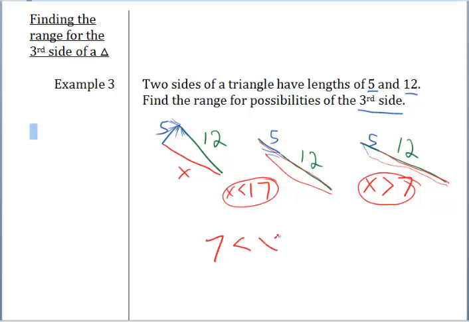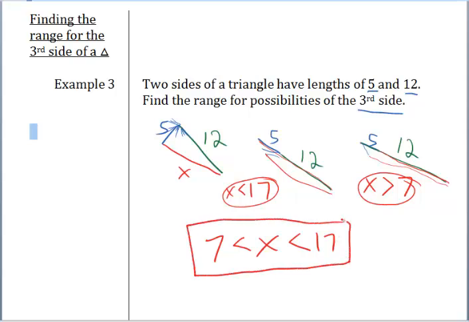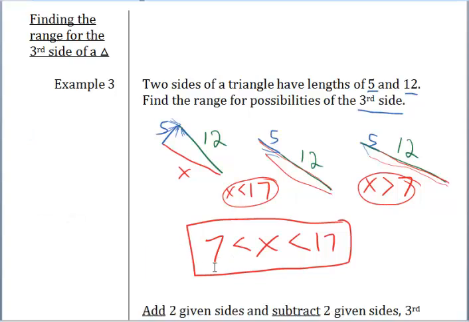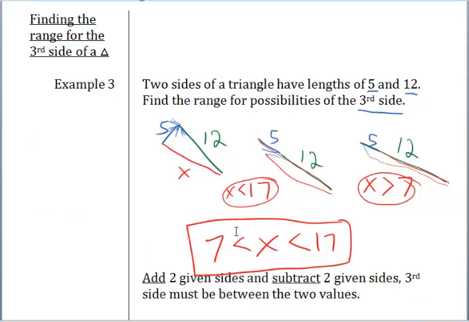So it's got to be at least 7, so x has to be greater than 7, but then x also has to be less than 17. So here's how I write my final answer here. My x has to be greater than 7, but less than 17 to actually create a triangle. And again, we'll illustrate this a couple more times tomorrow. So to find the possibilities for the third side, you add the two given sides together and then subtract the two given sides, and the third side must be between the two values.